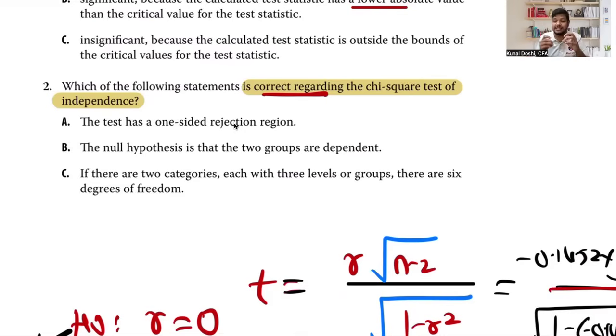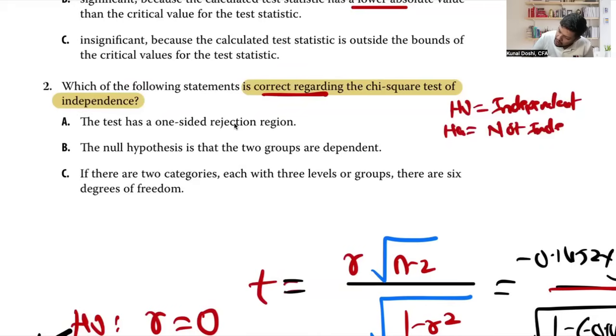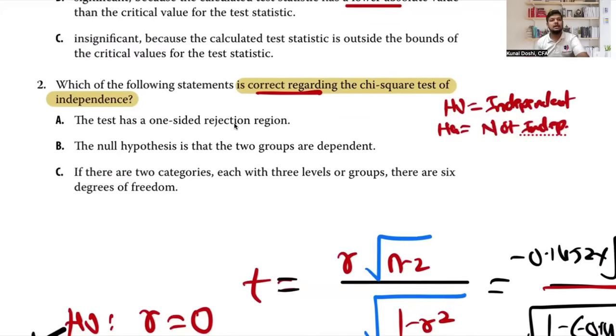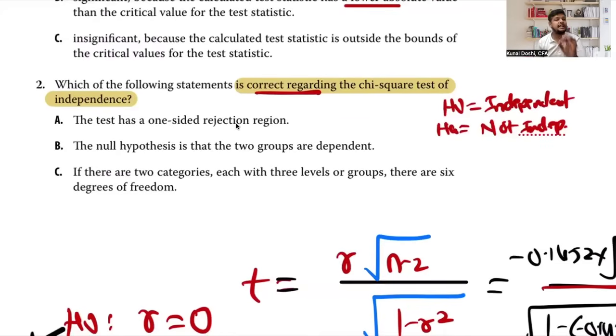So here I'm testing whether they are independent or not. My null is that they are independent, and the alternate is that they are not independent. This is what we are testing. So that's my test of independence. I'm comparing the two variables. Now, does the test have a one-sided rejection zone? Here, one-sided rejection region.